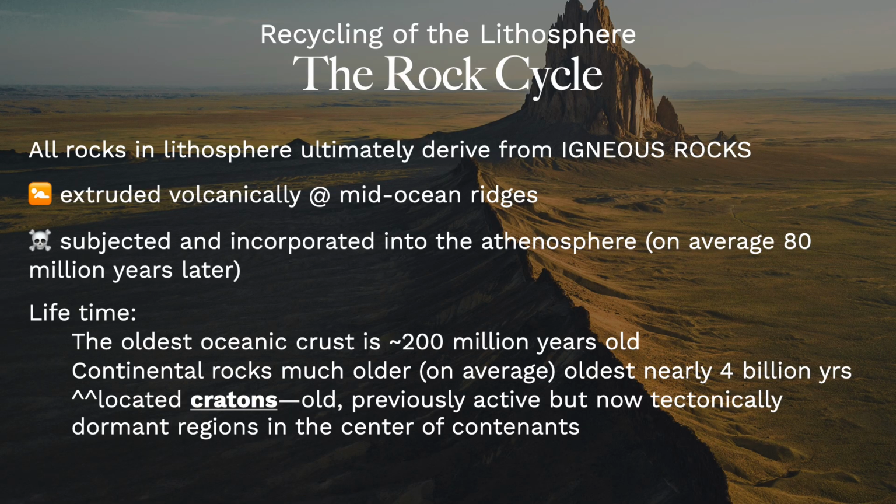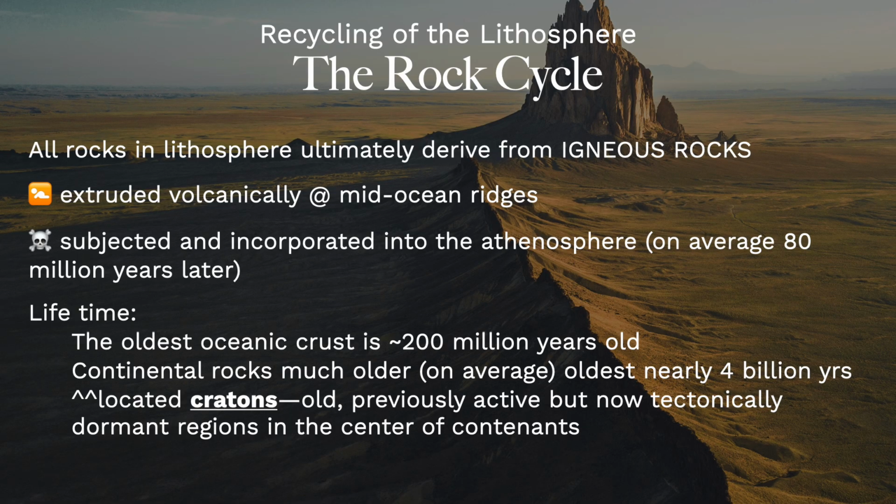But that is not representative of every rock on Earth. That is just a very cursory average value. This lifetime can vary. For example, the oldest oceanic crust, so in our oceans, is about 200 million years old, a little over that. However, our continental rocks are much, much older on average. The oldest continental rock is nearly 4 billion years old.